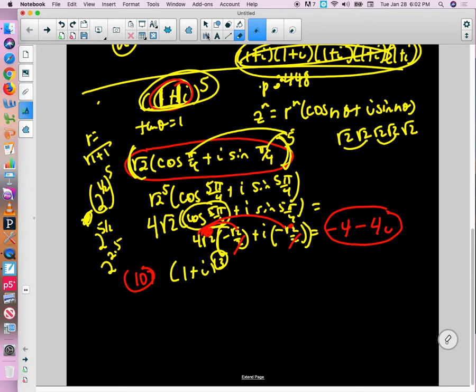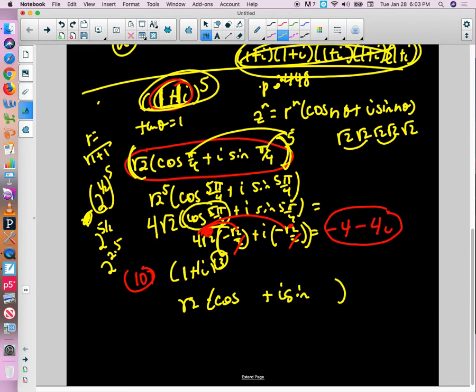Okay, so quickly, to find r, you have a 1 and a 1, so you have root 2. Then you have cosine plus I sine. All right, the angle is pi over 4, because this is all positive in the first quadrant. Okay, now I raise all of that to the third power.